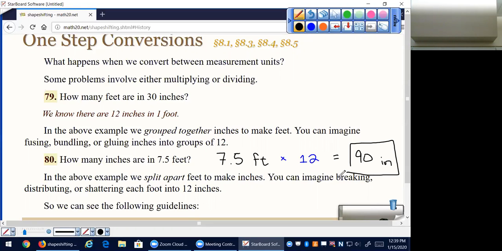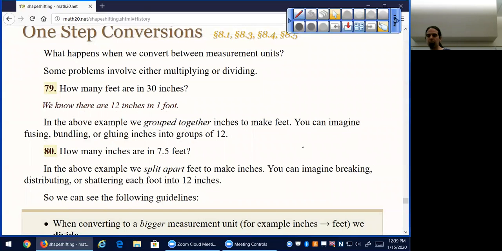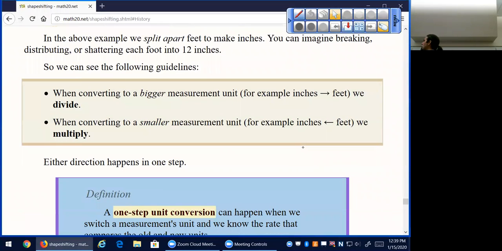So on a math test, our brain likes to shut down and we make silly mistakes. So what's the easy thing to remember? What do you cram for your test so that you don't do the wrong one? Well, let's look at this. When we went from a smaller measurement to a bigger one, like inches to feet, smaller to bigger, we divide. When we're going the other way, bigger to smaller, then we multiply.